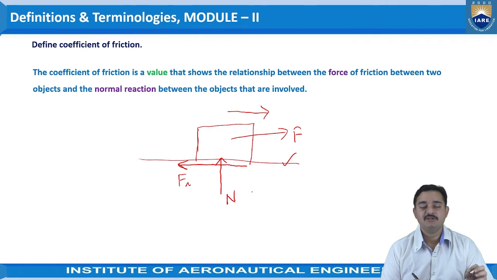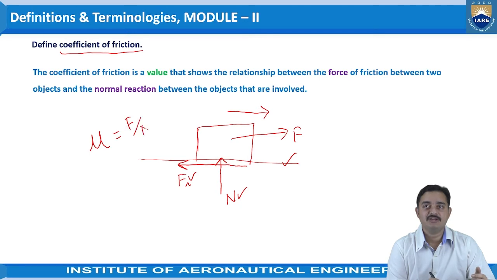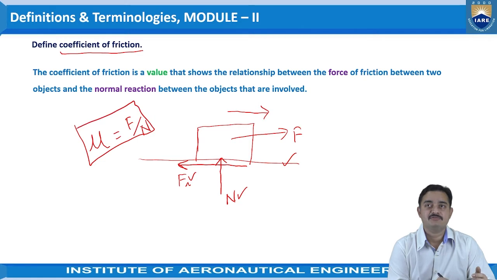It will be directed towards the object. So this is the normal reaction and this is the frictional force. Now coming to the coefficient of friction. The coefficient of friction is denoted by the letter mu and it is the ratio of the frictional force to the normal reaction. This is the equation of the coefficient of friction.